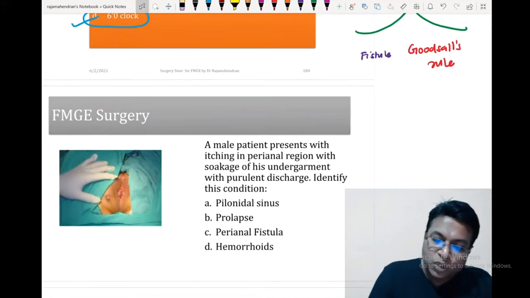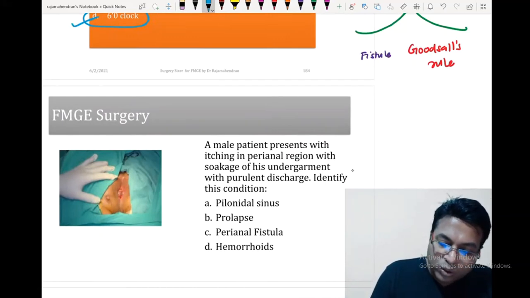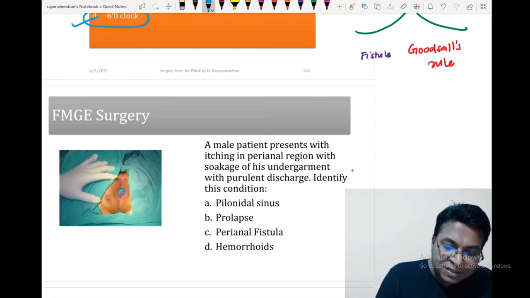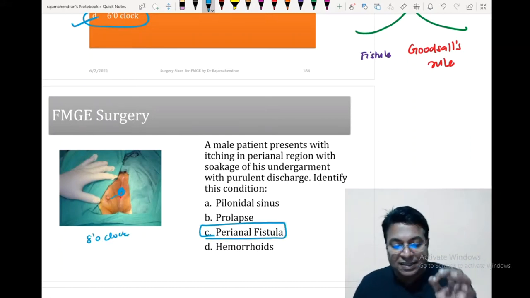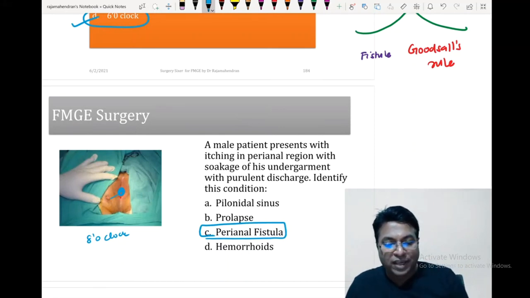A male patient comes to you with itching in the perineal region with the soaking of his undergarment with purulent discharge. Can you see what this is? This is an anus, and near the anus this is the 8 o'clock position. You are seeing an opening. So this is a perianal fistula. So the inner opening will be seen at 6 o'clock. So this is a perianal fistula shown here.